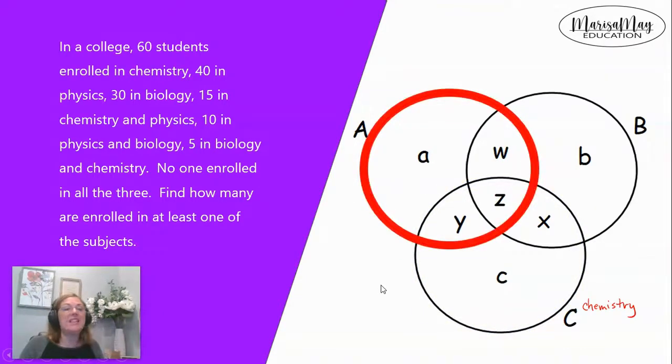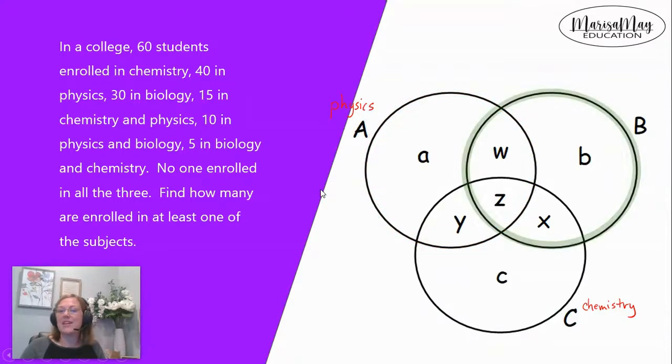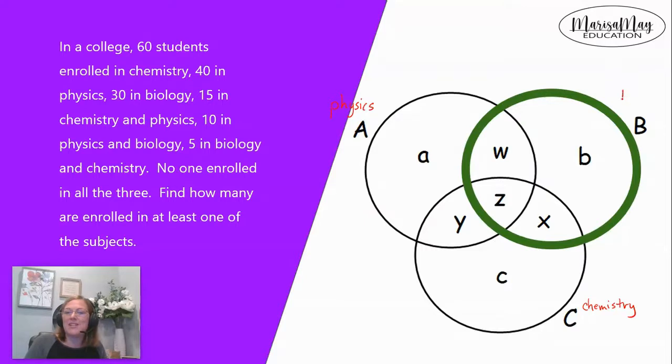Let's take a look at the next region, which would be the A region. Now we'll let this one be the physics. Again, little a is going to be the students who are only taking physics, while W, Y, Z are students who are taking more than one. All right. And finally, we have the B region. Of course, we'll let that one be biology. And just like before, little b are the students who are only taking biology here.